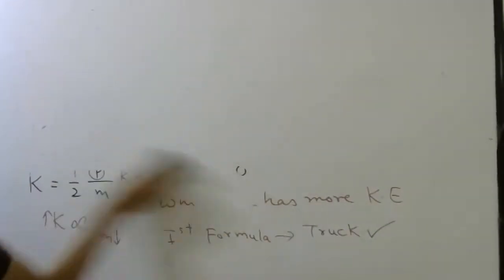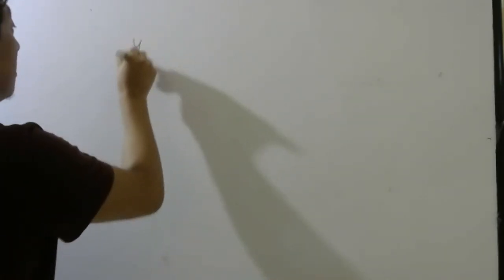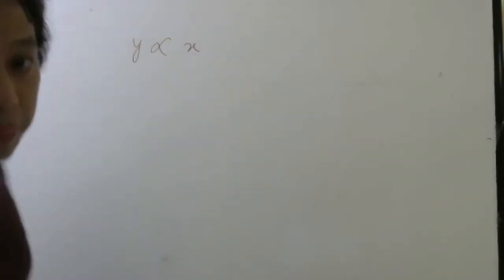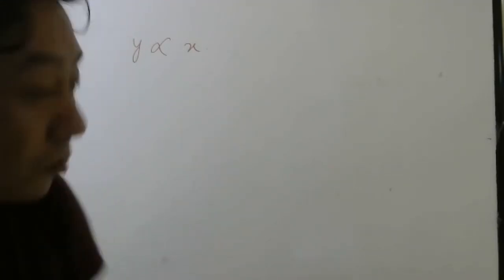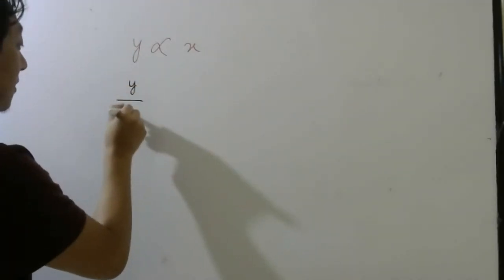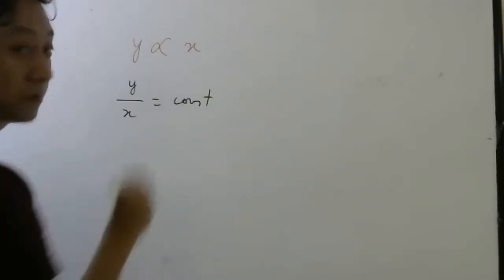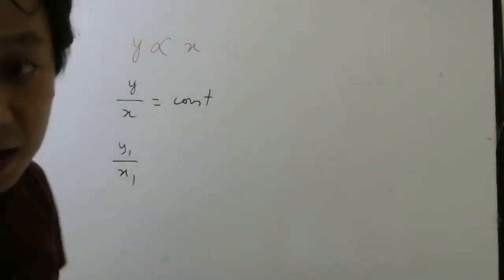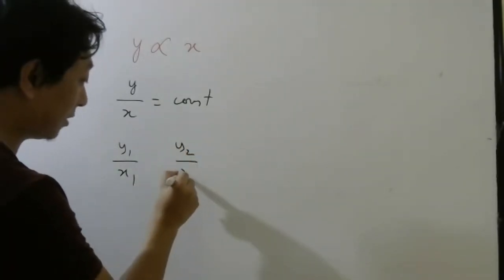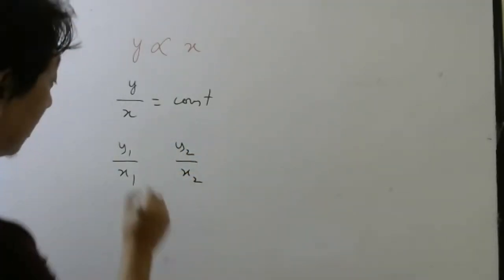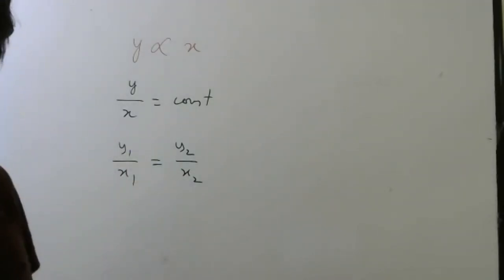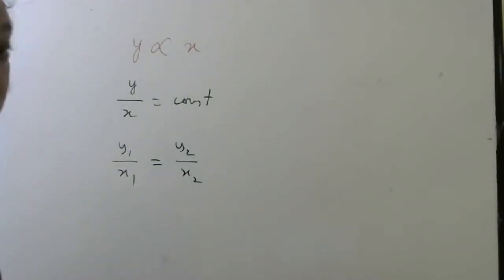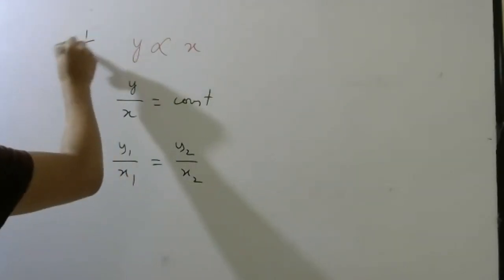Another thing I want to tell you is, suppose y is proportional to x. What does it mean? I told you y by x will be constant. That means if y1 and x1 are the initial values and y2 and x2 are the final values, the ratio should be the same. Correct or not? This is correct if y is proportional to x.